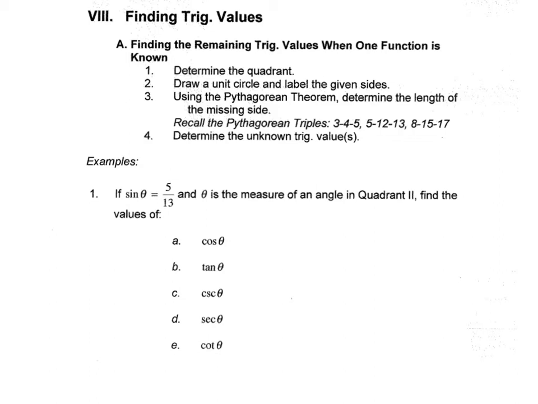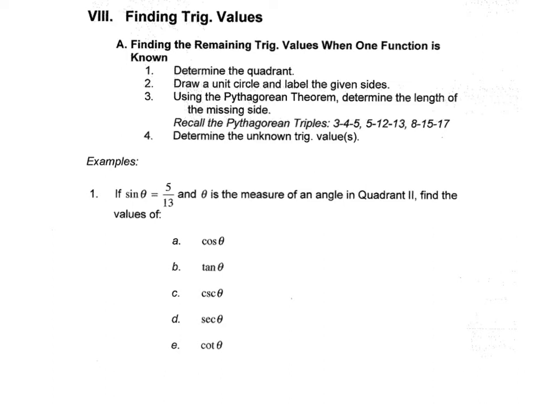Finding trig values. We're going to need to find the remaining trig values when one function is known. All right, what do you do? You determine the quadrant. Draw a unit circle and label the given sides. Using the Pythagorean theorem, determine the length of the missing side. Recall your Pythagorean triples and determine the unknown trig values.